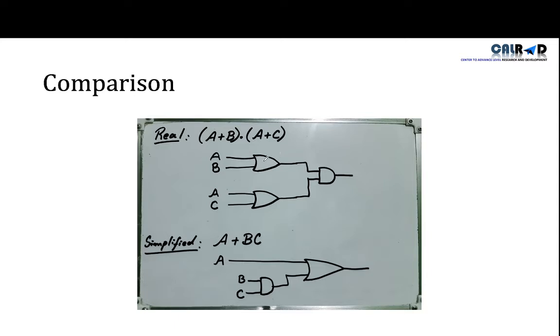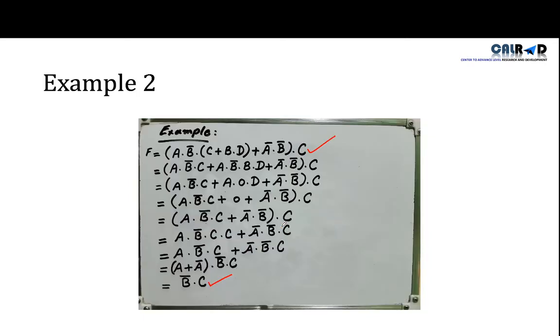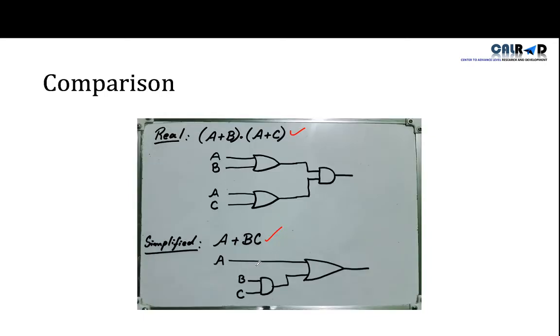So this is the diagram for the real equation. Real equation means the equation which is given for simplification, and simplified equation means the answer. This is our simplified equation. So how do we make this? First of all, I think you all learned this already.